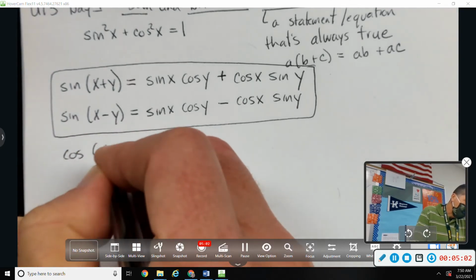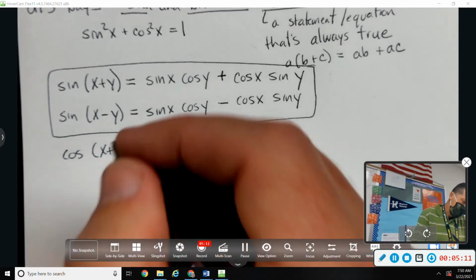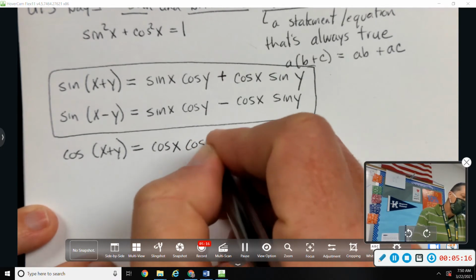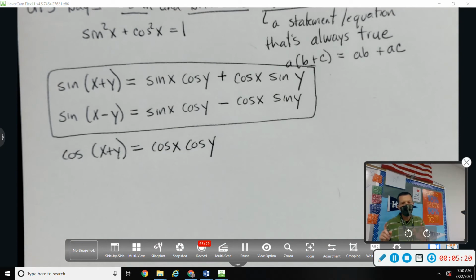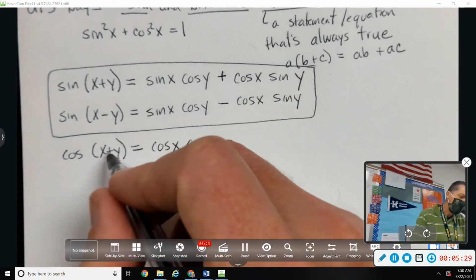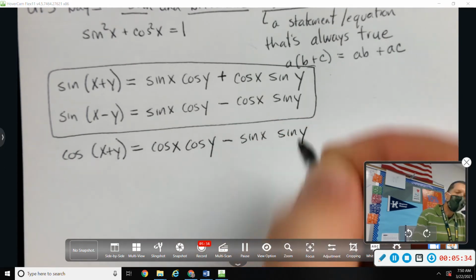All right, cosine of x plus y. And again, you're not going to have to memorize these, so it's more about using them and fraction stuff we'll get to in a minute. Cosine of x, cosine of y. So we're already a little bit different than sine. Sine was sine cosine plus cosine sine. Cosine is cosine cosine minus, so there's another thing that's backwards. The plus goes to a minus. Sine x, sine y.